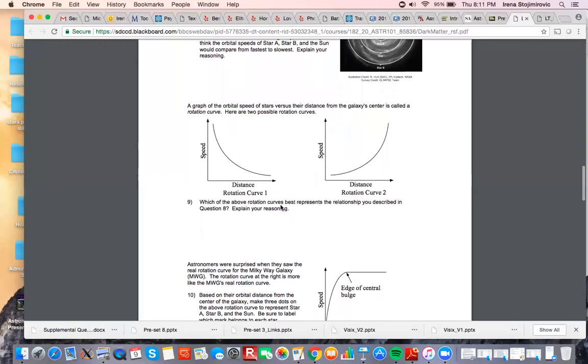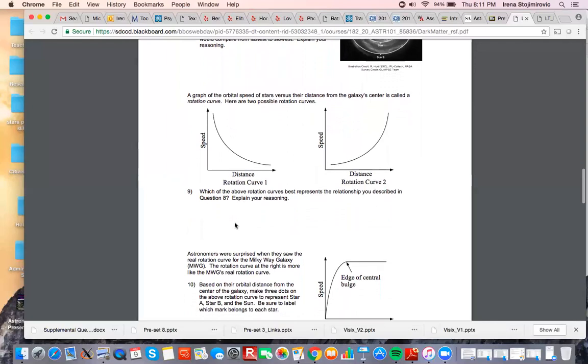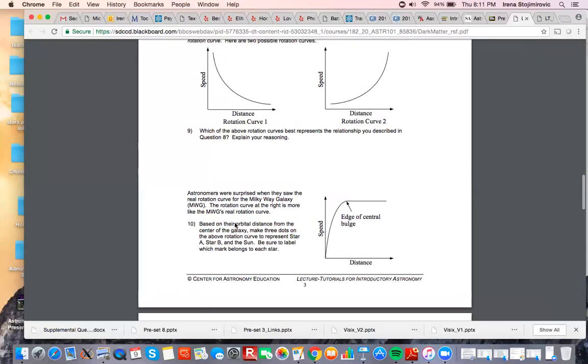Yes. Okay, very good. Now question 9. Oh, that's what we said, right? Curve 1. Okay, now question 10. So the way I drew it was that star A was right where the arrow is.